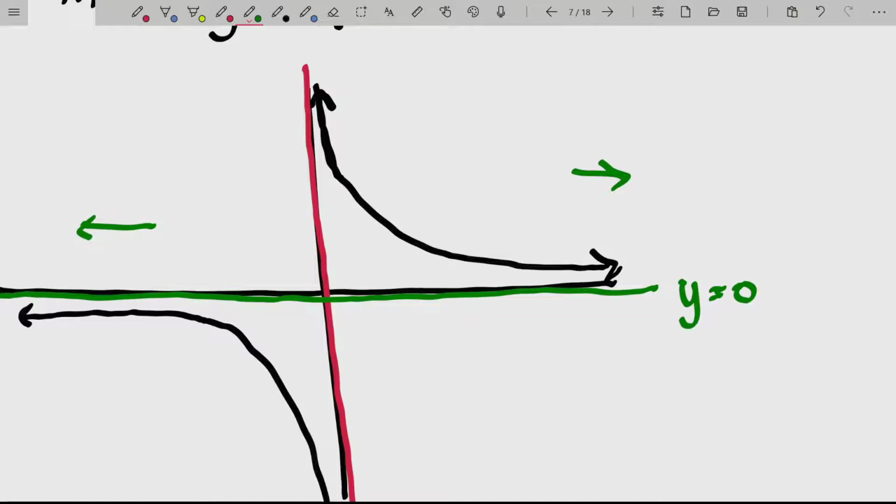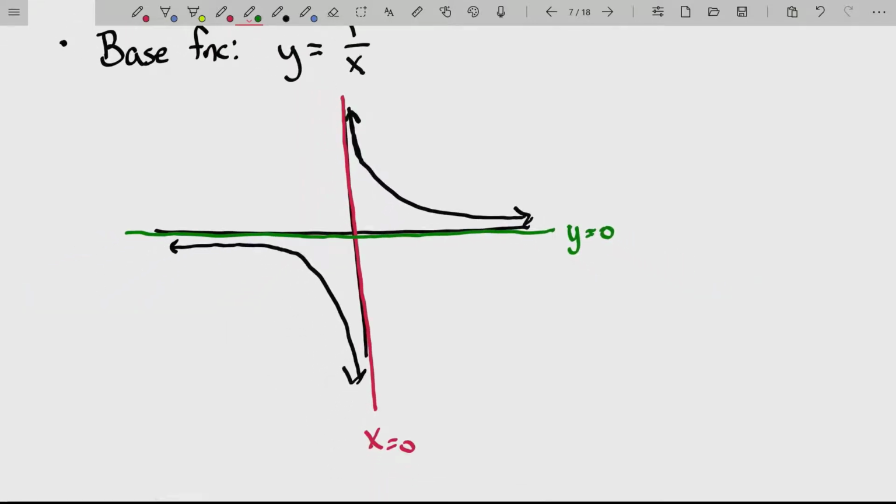As you go to the edges of the graph, notice the black curve there starts to hug the x-axis, which is also known as y equals 0. So that's why we call that the horizontal asymptote. The vertical asymptote, on the other hand, is kind of the x value that causes a singularity. It causes this division by 0.